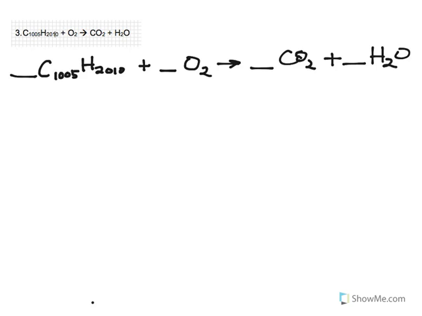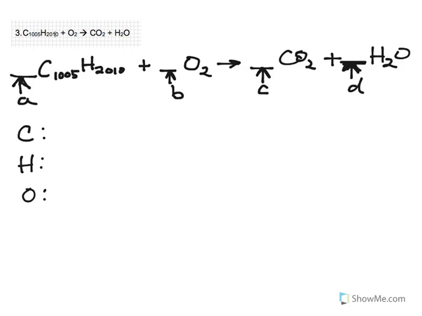So for C1005H2010, let's say we have A. For oxygen, we have B. For carbon dioxide, we have C. And for water, we have D. Next, we list the elements we have on both sides of the equation. So for the left and the right side of the equation, we have carbon, we have hydrogen, and we have oxygen.